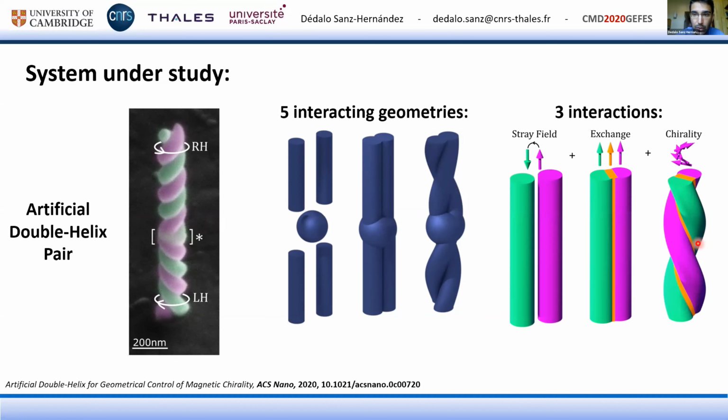And to give a bit more of a magnetic overview, there are 3 interactions taking place in the system. The stray field is favoring the anti-parallel coupling of the arms in the double helix. Also, exchange is favoring the parallel alignment of the arms, and when the stray field wins, it will create this domain wall that I was speaking about earlier. And also we include chirality as a way to choose the sense of rotation. So to have everyone on board, the top here is right-handed and the bottom is left-handed.